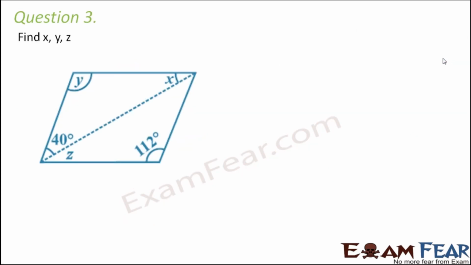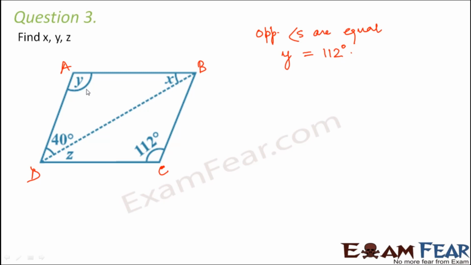Question number 3. Find x, y, z. Here again we have this parallelogram, let's call it A, B, C, D. Now in this case, let us see what we can find very easily. In a parallelogram, opposite angles are equal. So we can say that y will be equal to 112 degrees, because y and 112 are opposite angles. So we could find one value, that is y.